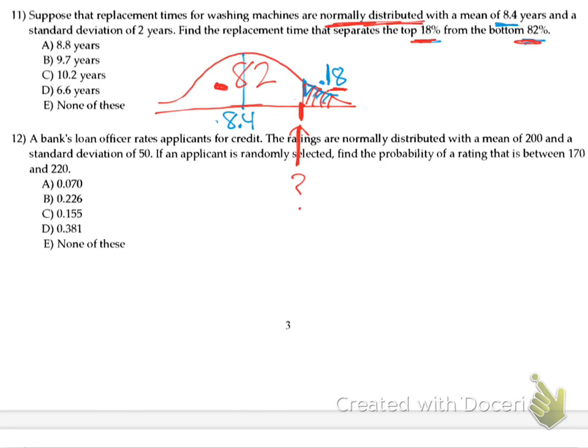Okay, so is it normal CDF or inverse norm? Yeah, it's inverse norm because they're giving us area percentages, aren't they? So it's inverse norm. And for inverse norm, you always do area to the left. And what is the area to the left? That's the 82, right? Left of this spot. What area is left of that spot? 82%, huh?